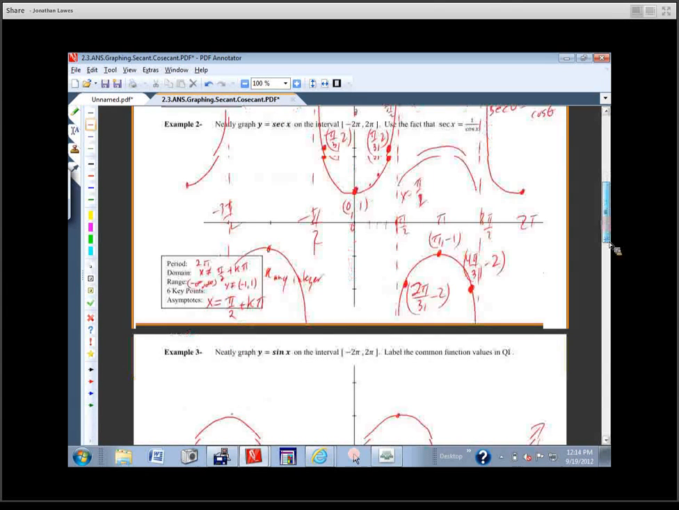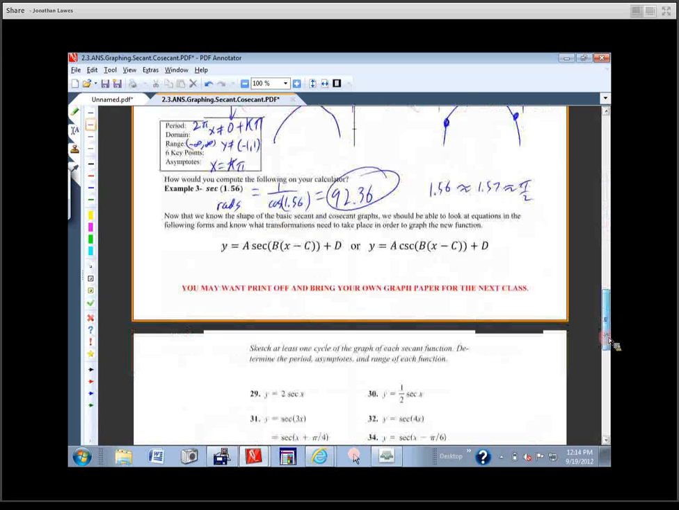Okay, you may need just scratch paper or something like that. We're going to try and do 3 more problems here. Once we know what those basic shapes are, you can do the same thing that we did before.